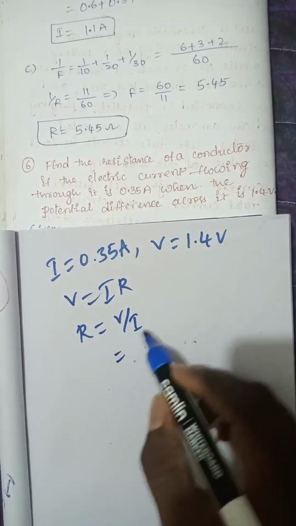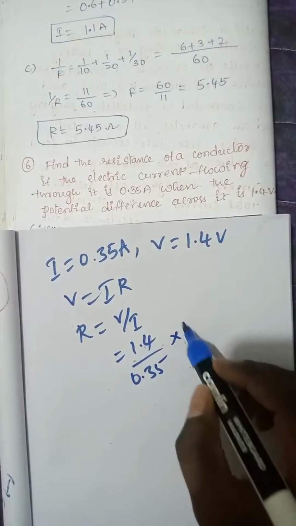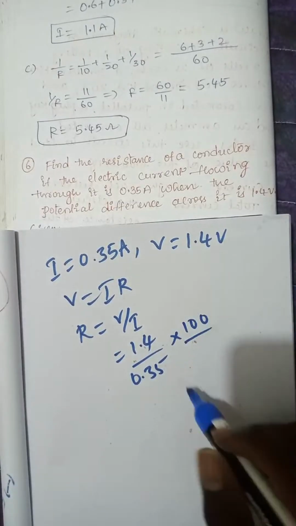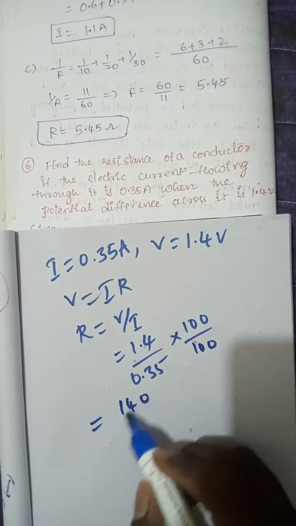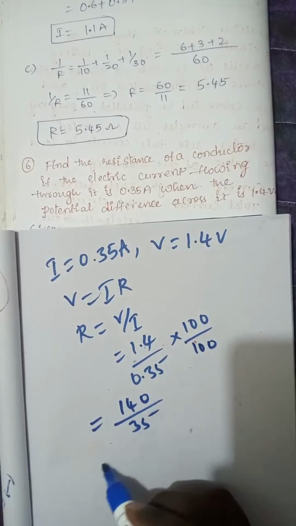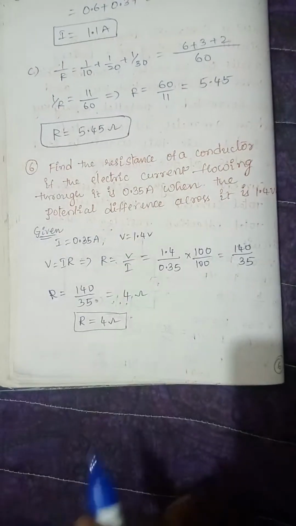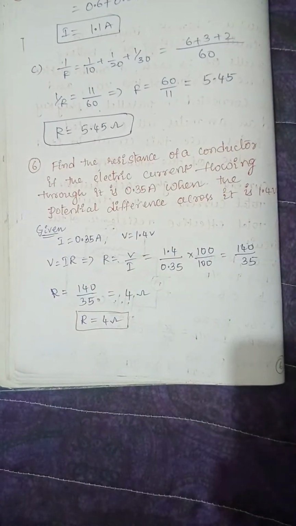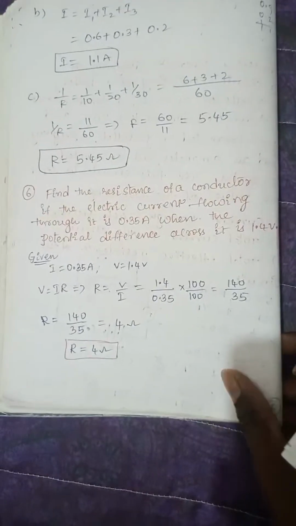V equals 1.4 and I equals 0.35. You can multiply by 100 by 100, so then you will see 140 by 35. Then how much is the answer? 140 by 35. Anyone can try this question. So the answer is 4. Check once here. Clear?